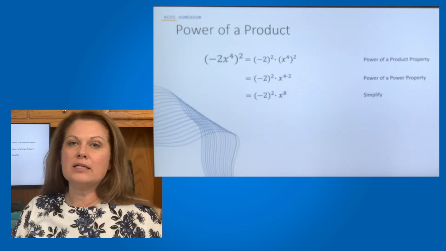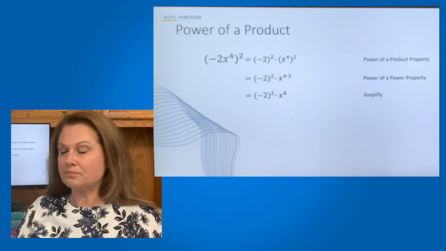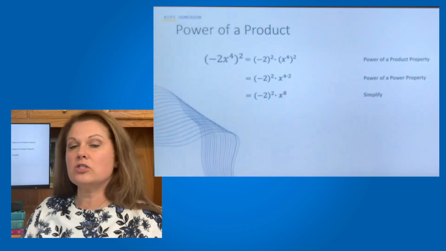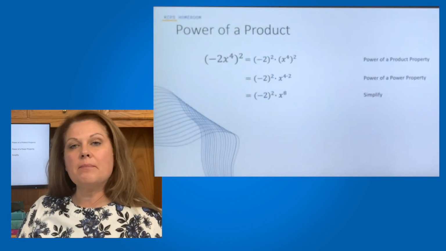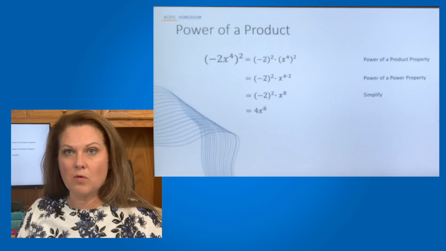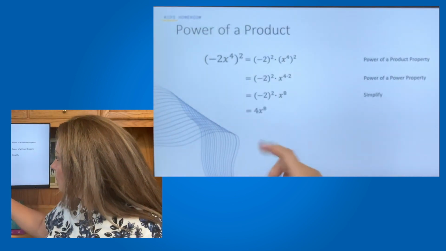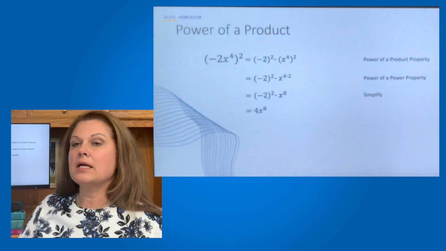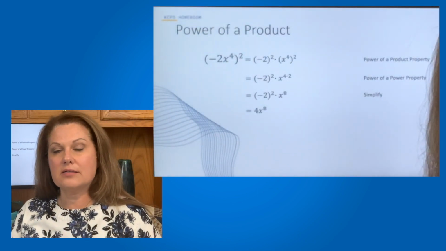I'm now ready to work with my negative 2. My negative 2 is to the 2nd power, so that means negative 2 times negative 2, that is equal to 4. So my final simplified form is 4x to the 8th.